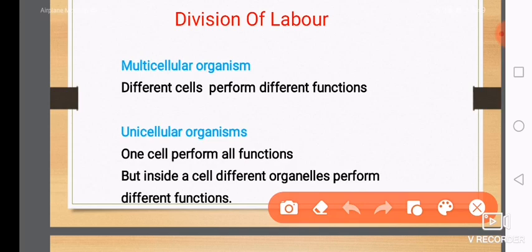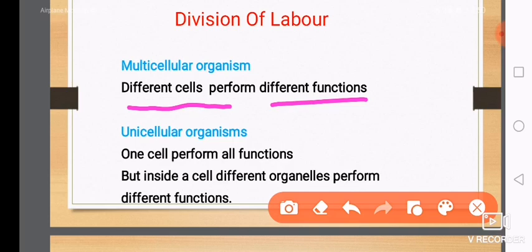So same is with the multicellular organisms. In them also different cells are performing different functions. So that means all the work in a multicellular organism has been divided by the cells. And now different cells are performing different functions. So you can say that there is division of labor in multicellular organism. That means different cells are performing different functions. That means they have divided their work. So there is division of labor in these multicellular organisms.